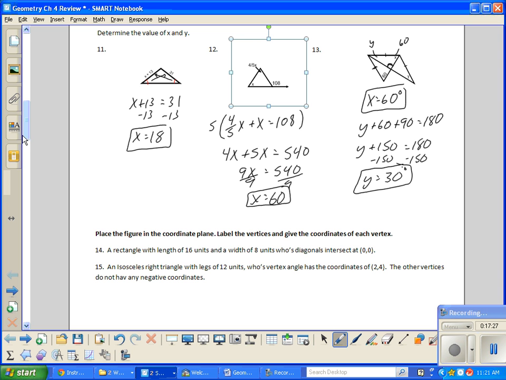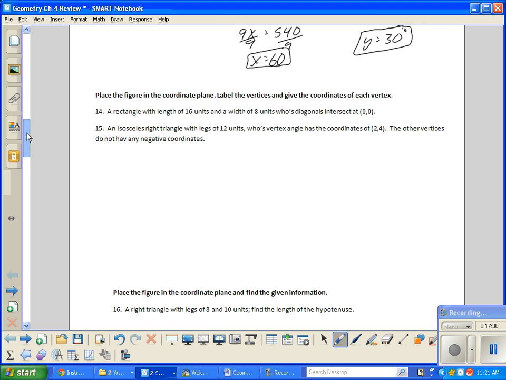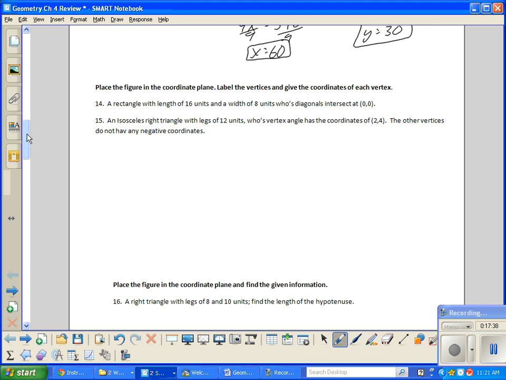Alright, then 14 and 15 want us to place figures into a coordinate plane and label the vertices, and then give the coordinates of each vertex. So for 14, they want a rectangle with a length of 16 units and a width of 8 units, whose diagonals intersect at 0, 0. So if the diagonals are intersecting at 0, 0, that means that that rectangle has to be perfectly centered around the origin. So that means that the origin's in the middle.